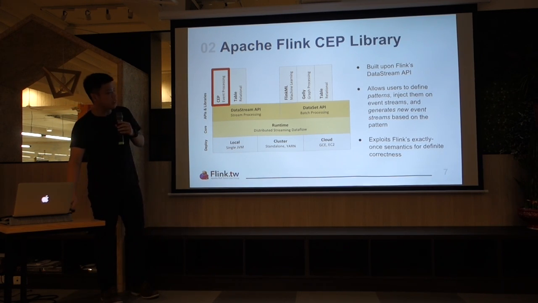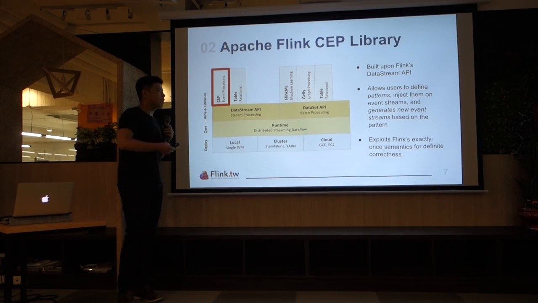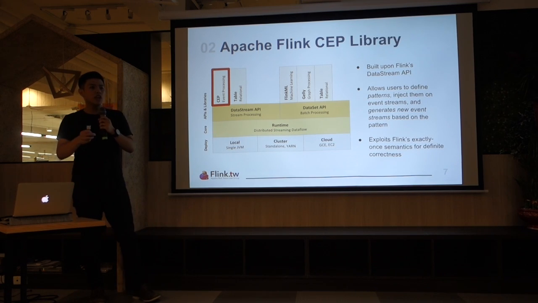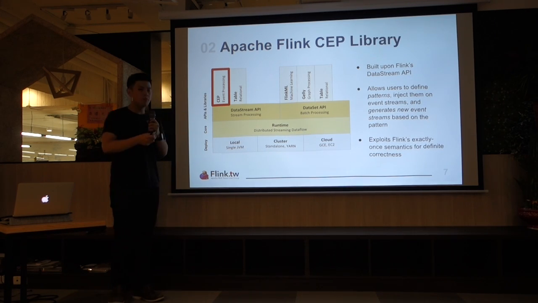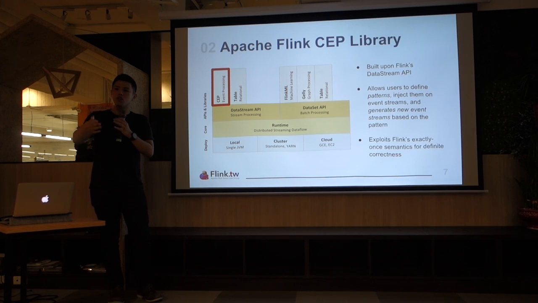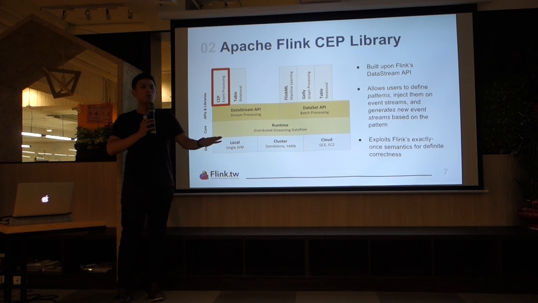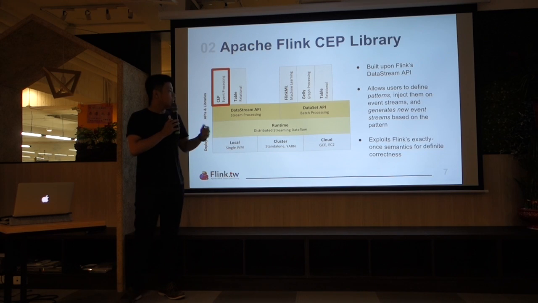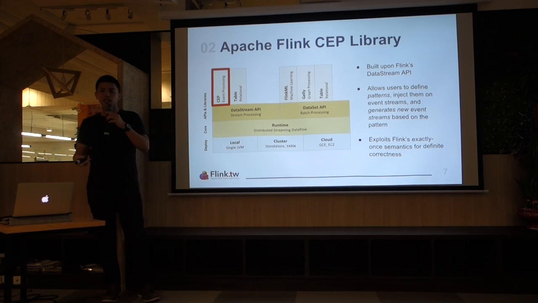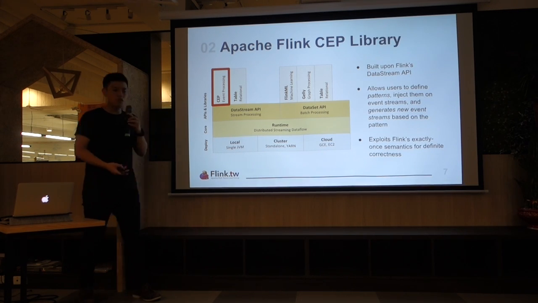It's built upon Flink's DataStream API and allows users to define patterns. This is how it works. Users define patterns, inject them on existing streams, and then the stream generates new event streams based on the pattern. So in a way, we're using our raw events to generate more complex events. And then you can do whatever you do with data streams on the newly generated events. And it exploits Flink's exactly-once semantics, state handling, and out-of-order event features, all of that for definite correctness.